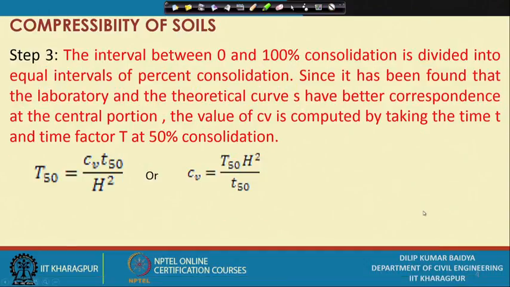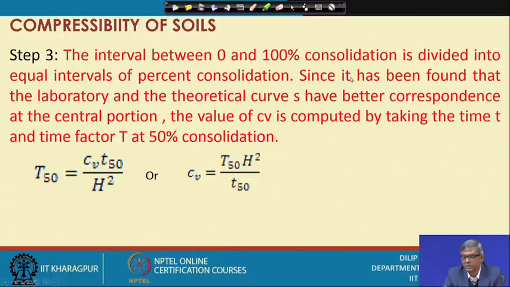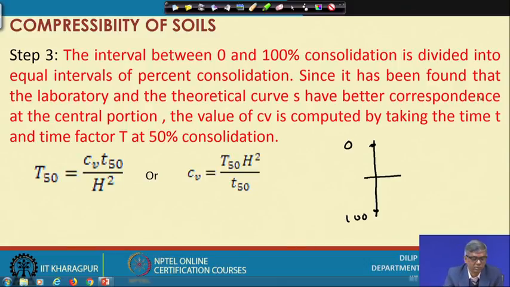Next, the interval between 0 and 100% consolidation is divided into equal intervals of percent consolidation. Suppose I have 0 here and 100 here, so I will uniformly distribute. If I want to find 50%, it will be exactly at the midpoint. Since it has been found that the laboratory and the theoretical curve correspond better at the central portion, the value of CV is computed by taking the time factor T at 50% consolidation, time t.